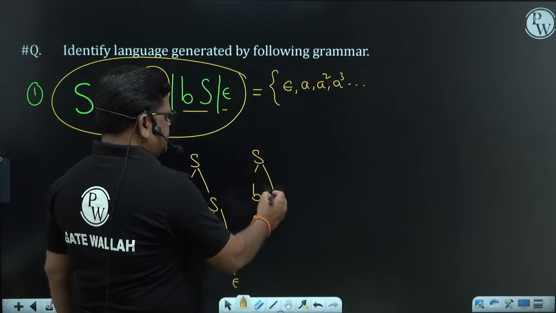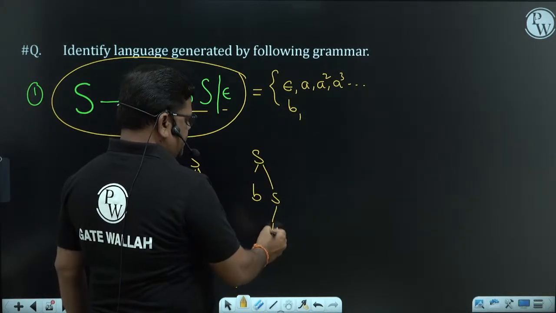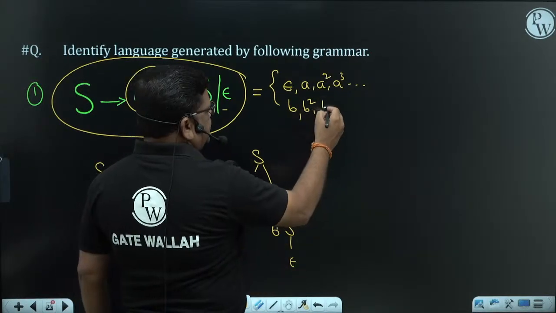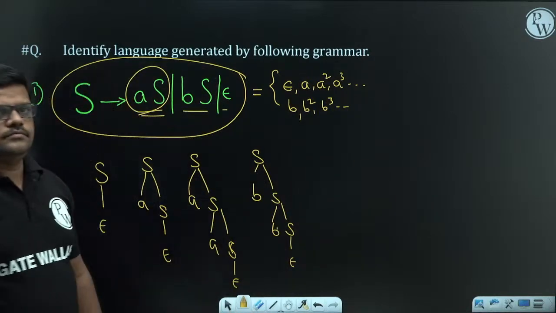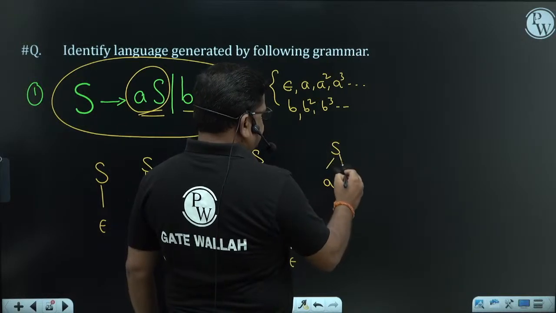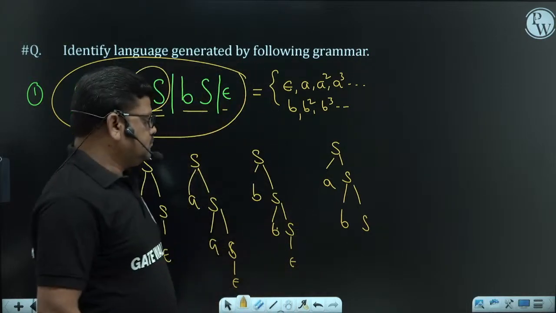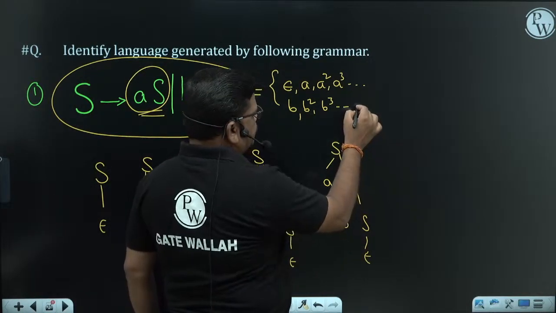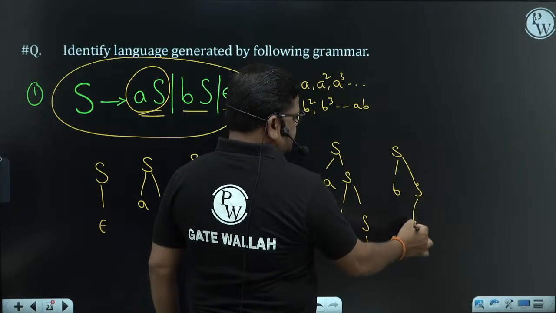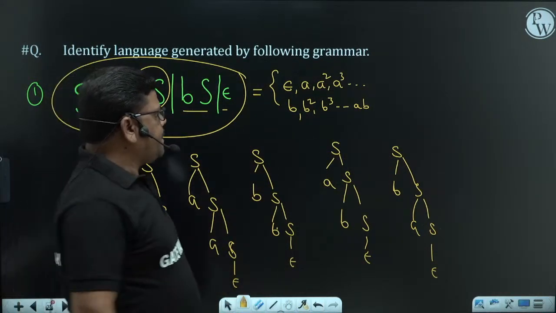S gives BS. S replaced by epsilon. 1 B, again BS, 2 B's, epsilon, 3 B's, any number of B's. Then if S is replaced by AS, S is replaced by BS, then epsilon, AB is generated. S is replaced by BS, S is replaced by AS, epsilon. If I generate in this way, then BA is generated.